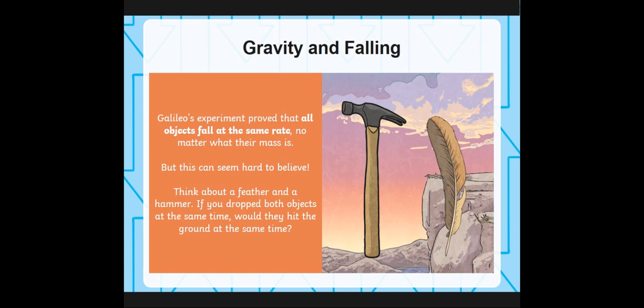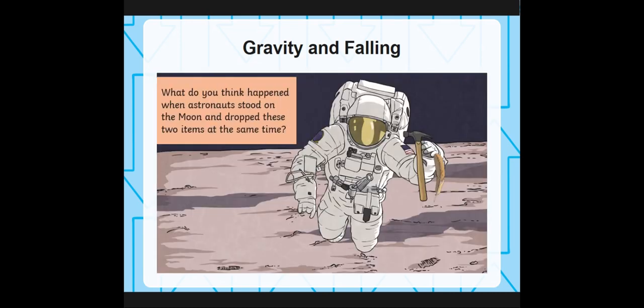And logically we can't believe this, or we need to think about it, but they made this experiment on the moon. They let a hammer and a feather fall from a certain height. Can you guess what happened? They reached the ground of the moon at the same time.